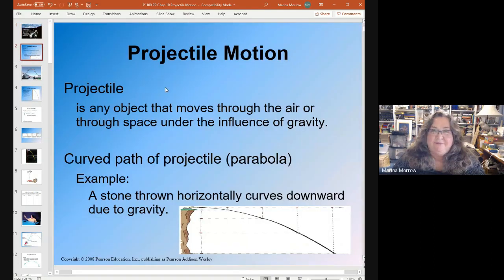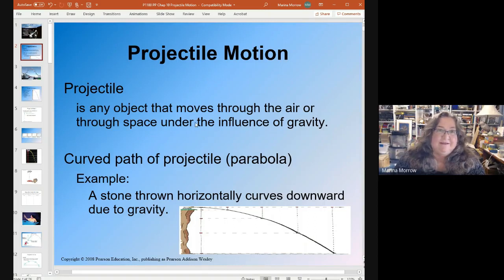Okay, so what is a projectile? It's any object that's moving through the air or through space under the influence of gravity. So that's the only force on it. We're not covering air friction yet. We will talk a little bit about that.